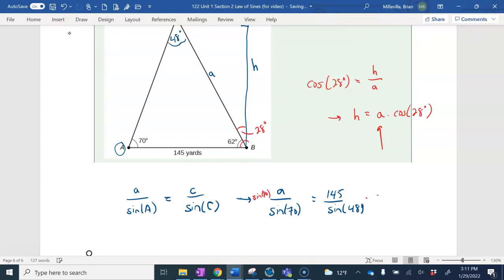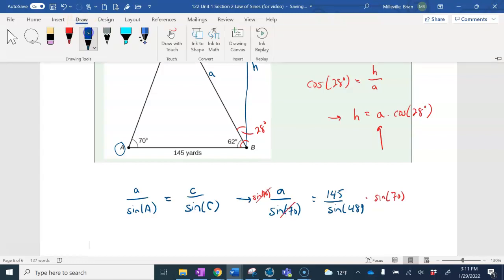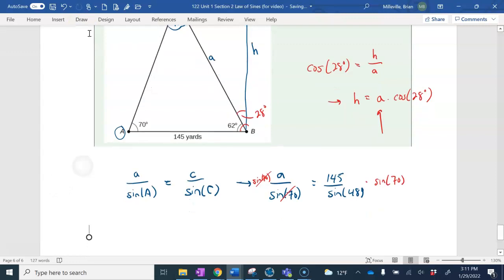Okay, now from here, let's simply clear the fractions by multiplying both sides by sine of 70. We could cross multiply and then divide too. That's perfectly fine. Here the sine of 70s will cancel, and that will give us the side length little a. It's 145 divided by sine of 48 degrees times sine of 70. All right, and that's the information we were missing.